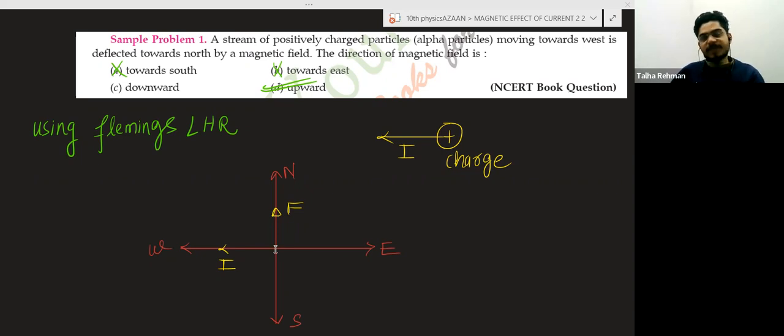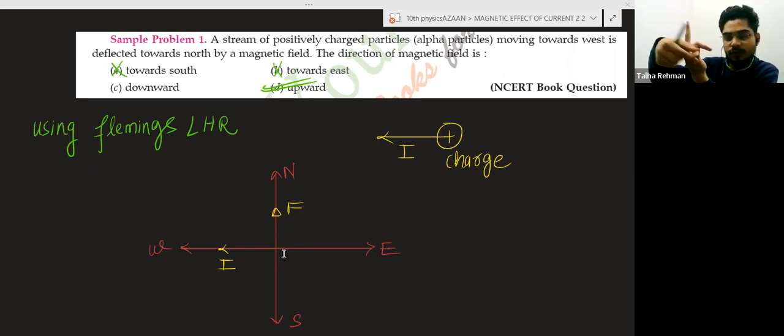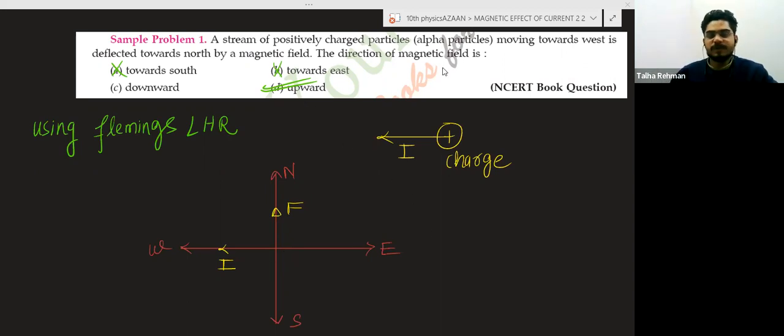For finding upward or downward, we will use the right hand rule. Like this, the thumb should be in the direction of the force, and the central finger should be in the direction of the current, like this. So you will get the direction of the magnetic field. See, upward direction you are getting. Thumb towards force, middle finger towards the current, and this is representing the direction of the magnetic field. So the magnetic field direction will be upward.